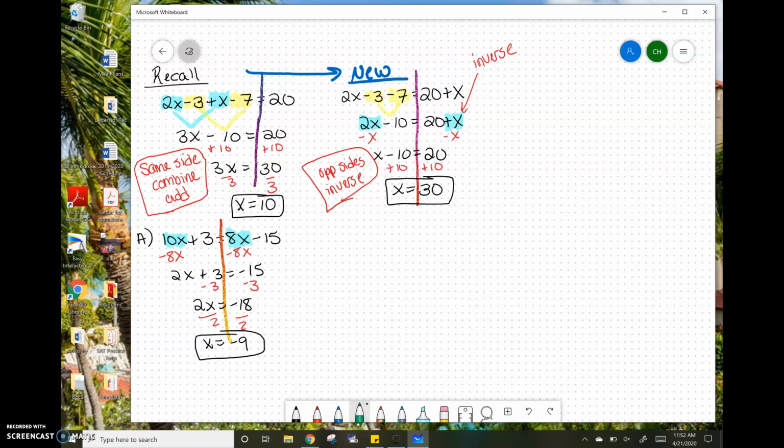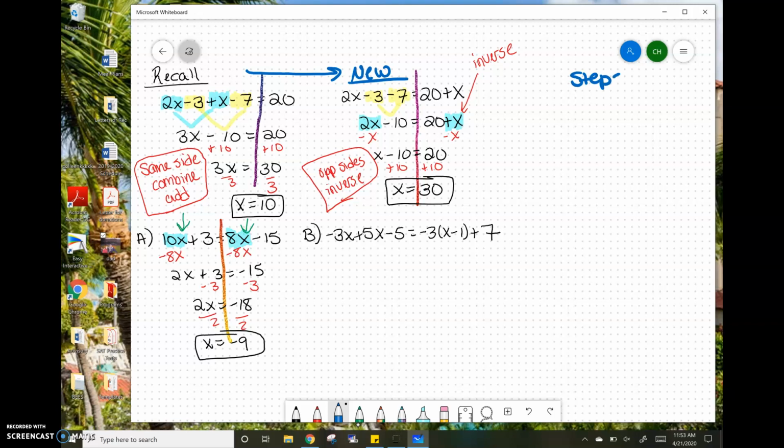Now remember that we can check these problems. If I plug in a negative 9 here and a negative 9 there, I should end up with each side being equal to each other. That problem was kind of straightforward, but for the next one I'm going to add in a whole bunch of stuff. I'm going to do negative 3x plus 5x minus 5 equals negative 3 times the quantity x minus 1 plus 7. So this problem is huge. How am I going to attack a huge problem like this?